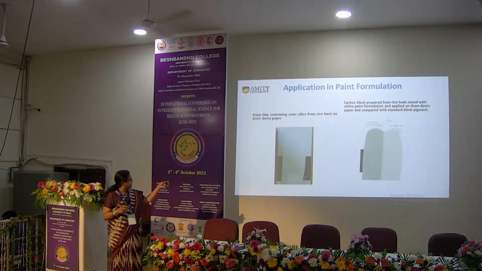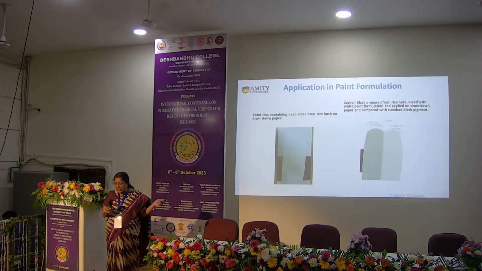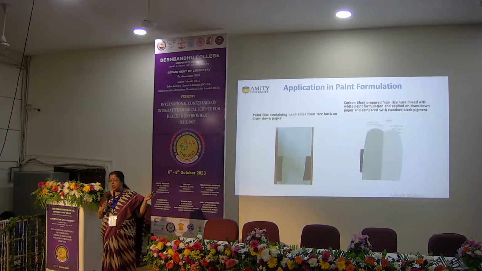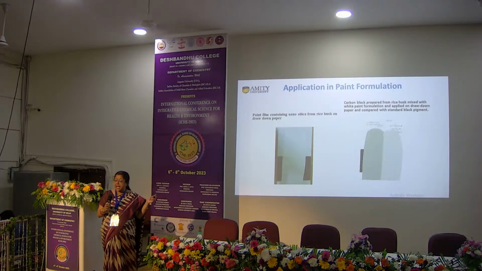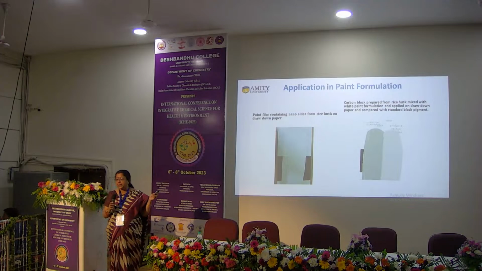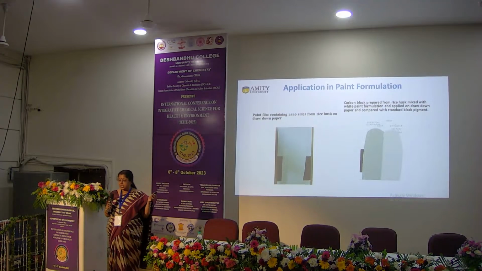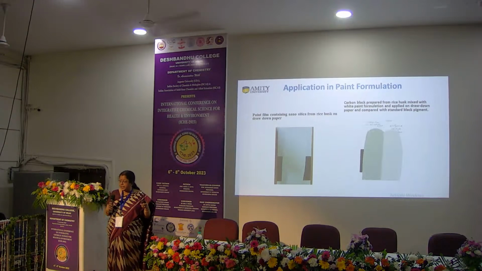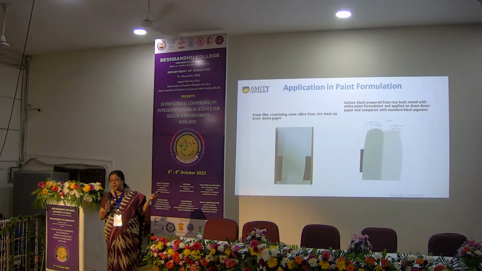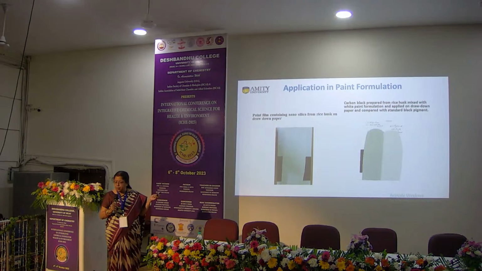The first one is the emulsion paint, that is water-based paint, where the silica was used to improve the strength, and other properties were checked as well. It is highly compatible in the paint system and improves the strength of the paint film. As the silica obtained is hydrophilic in nature, it can easily be introduced into the emulsion paint formulation.